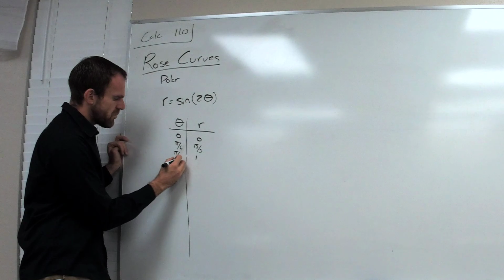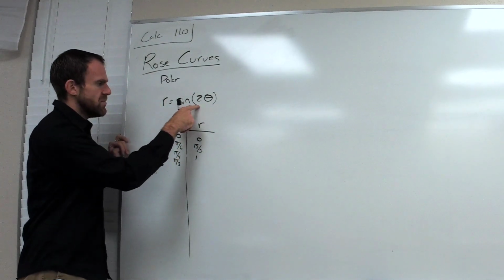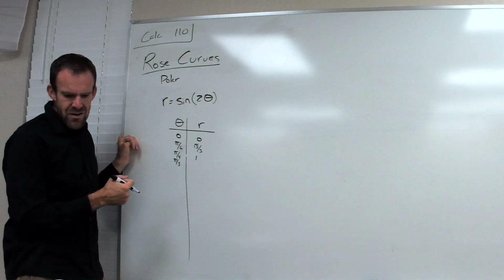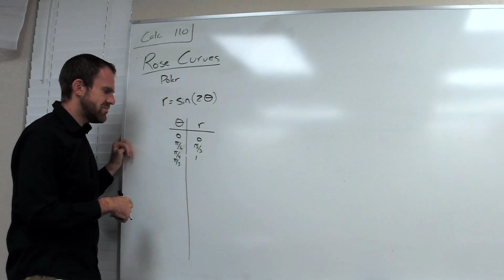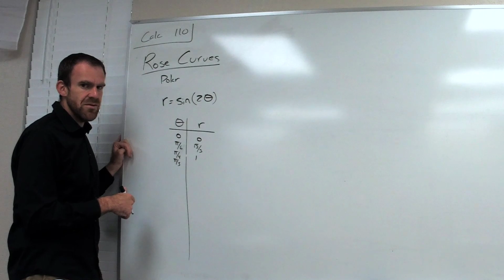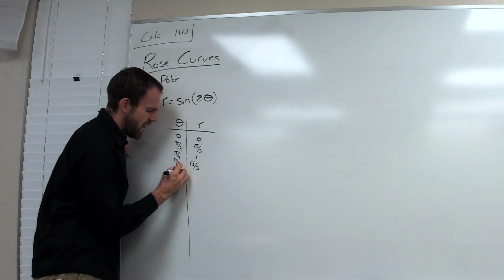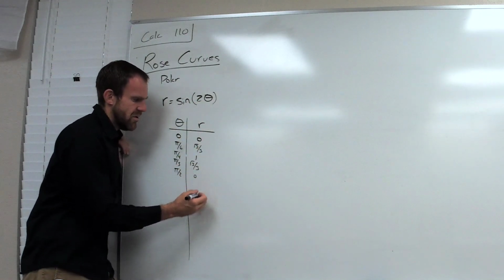If I plug in pi over 3 and multiply that by 2, I get 2 pi over 3. Oh dear, friendly angles, I lost it. It's over, just kidding. Root 3 over 3. And then if I plug in pi over 2 times 2, that's pi, so that's 0.